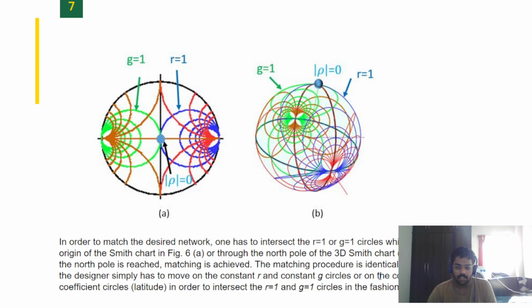Now as described here, this is the R equal to 1 circle and this is the G equal to 1 circle, and with all the circle equations brought together, we can observe the 3D Smith chart here, whereas this is our 2D one.